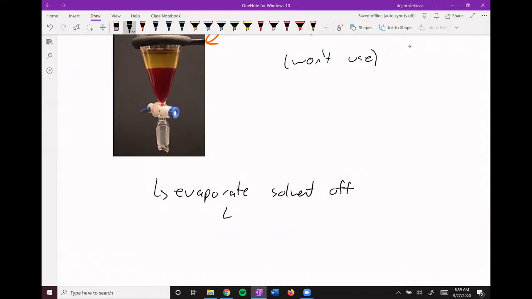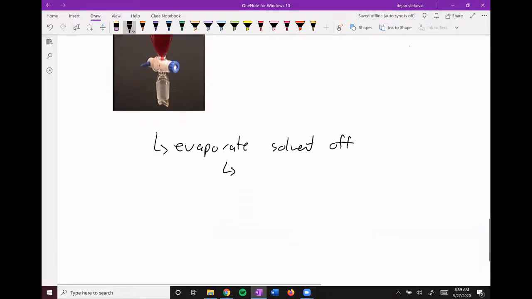We're just going to evaporate it under a flow of nitrogen gas. So basically, we're just going to pour some nitrogen gas on it and slowly evaporate it away. In a real lab, we'd probably use a rotovap, which basically just evaporates the solvent off under reduced pressure. So you can Google rotovap and see what those look like.